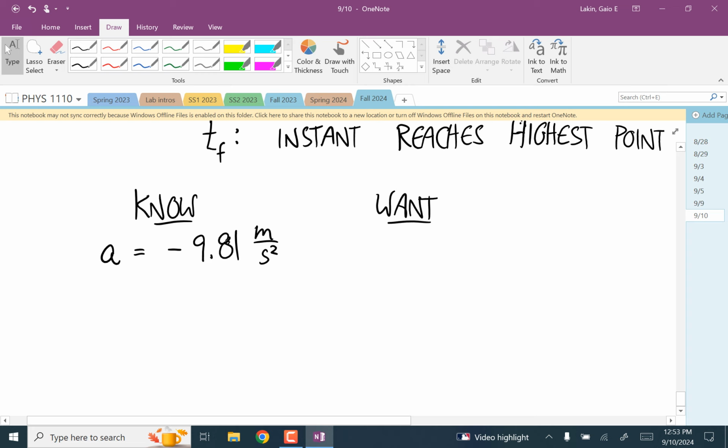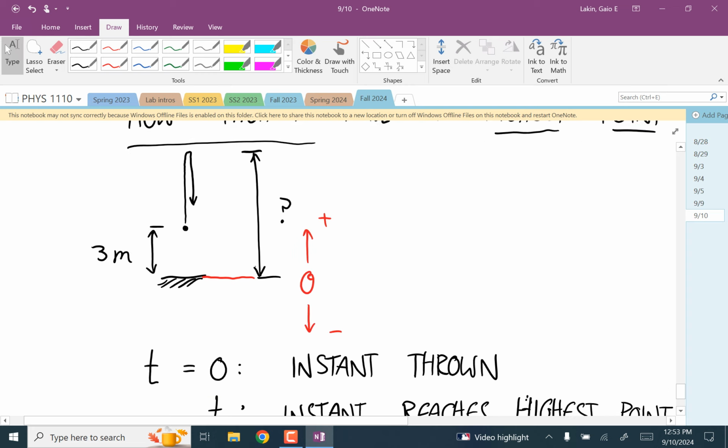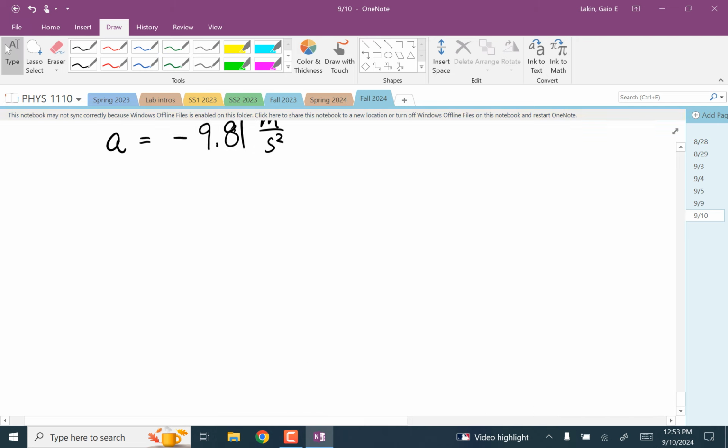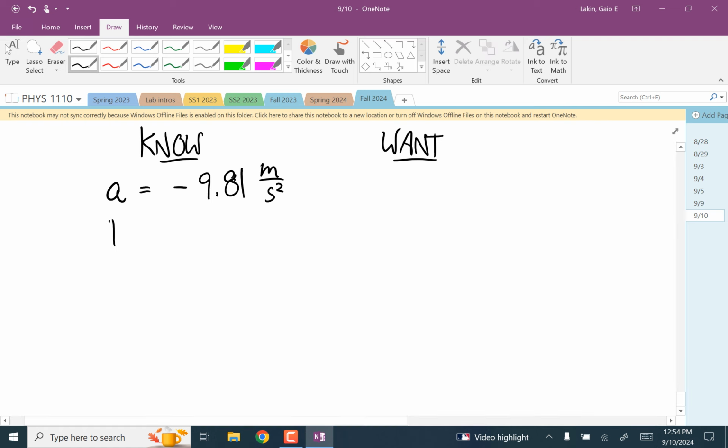Okay, do we know the initial position? Yeah, so if you start at 0 and go 3 meters in the positive direction, the position is positive 3 meters. So PI is positive 3.0 meters. Do we know the final position? Do we want it? That's what we're looking for. So I'll put that over here as the variable we want.